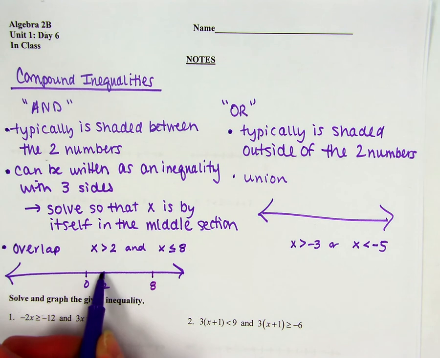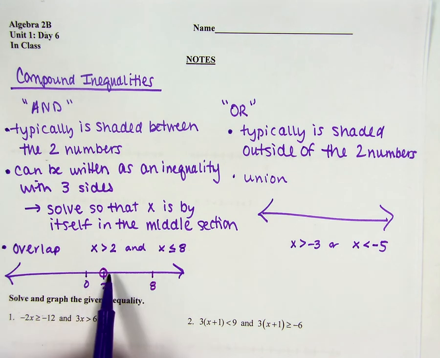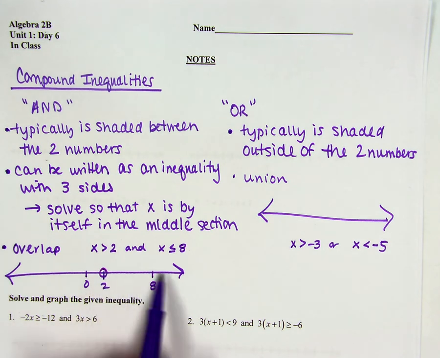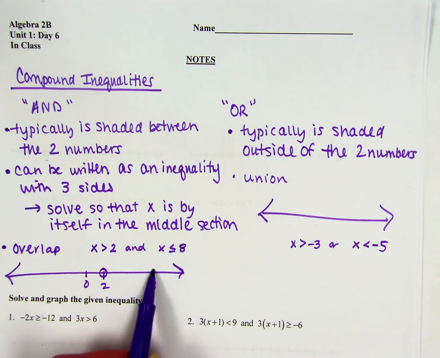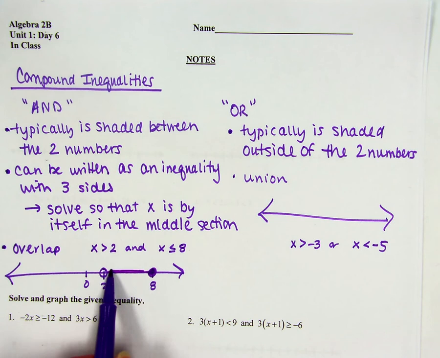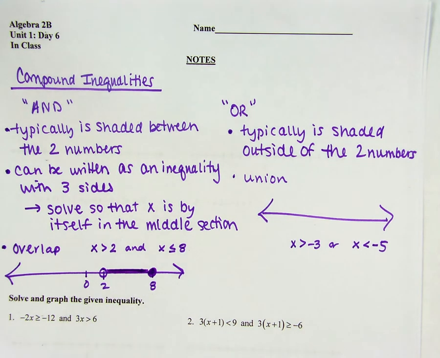you would graph it so that you're looking at where is the overlapping section between numbers that are greater than 2, so we'll shade it to the right of 2. But then they also have to be less than or equal to 8, so we would shade in between +2 and 8. Notice this one's a closed circle and that one's an open circle.